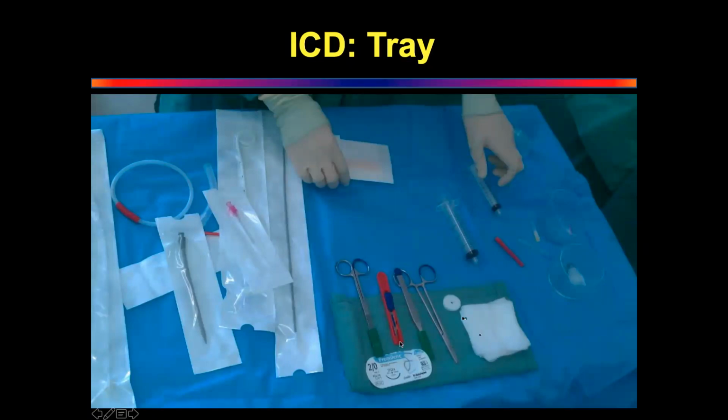Knife. What blade do you use on this knife? 11 number. Okay. What is this? Scissors. Okay. What is this? Tissue forceps. Gauze piece. And in front of the scissors, what is that? Suture.